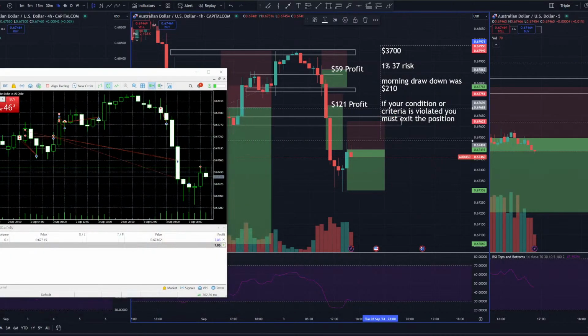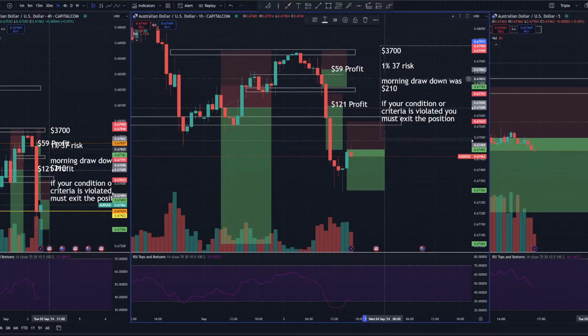Now I'm sitting at $7.86 profit. So basically, coming back to this one, if you're sitting in a drawdown of $300 or so, you must have the courage to take the loss when your condition is getting violated.